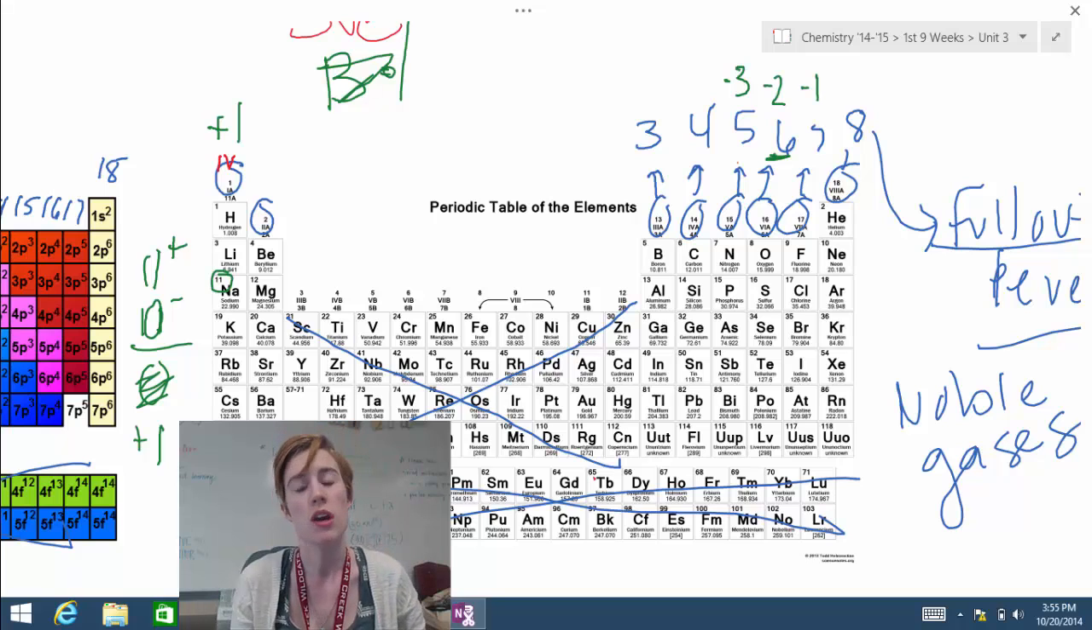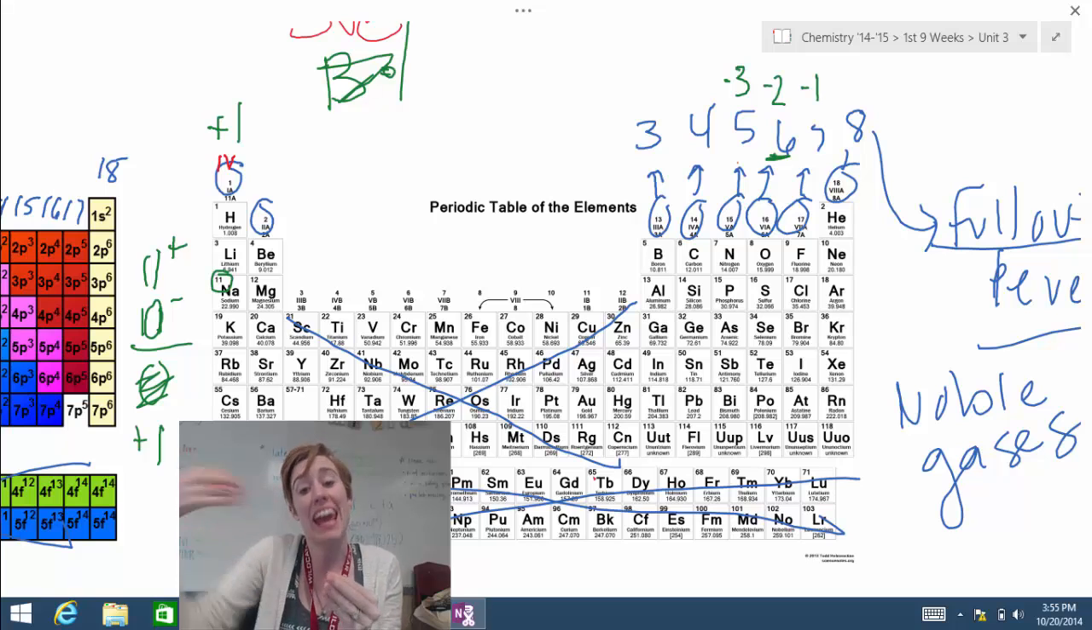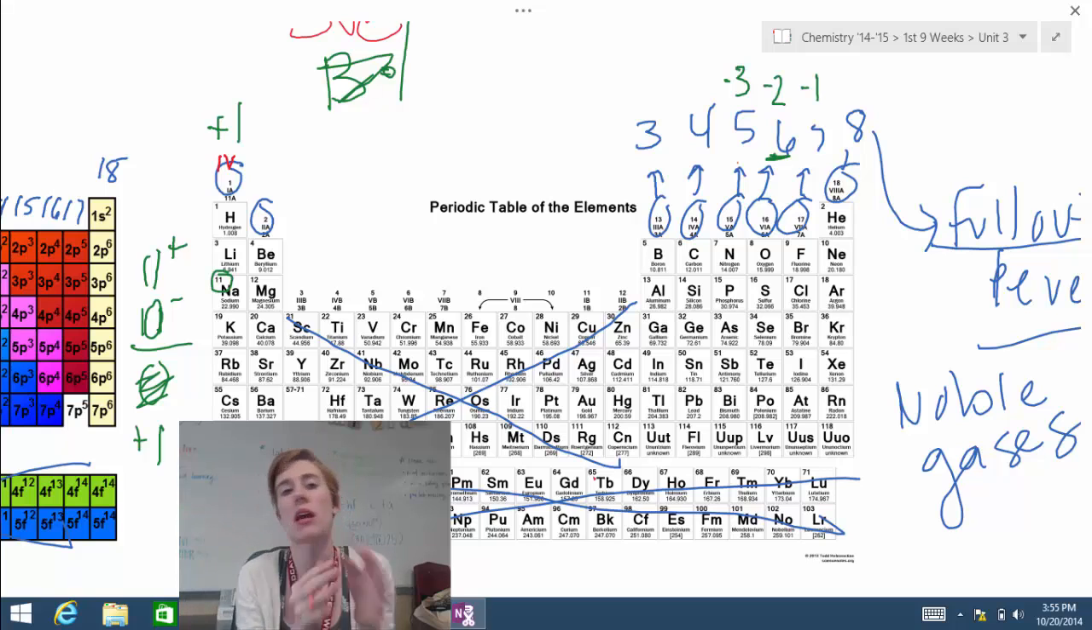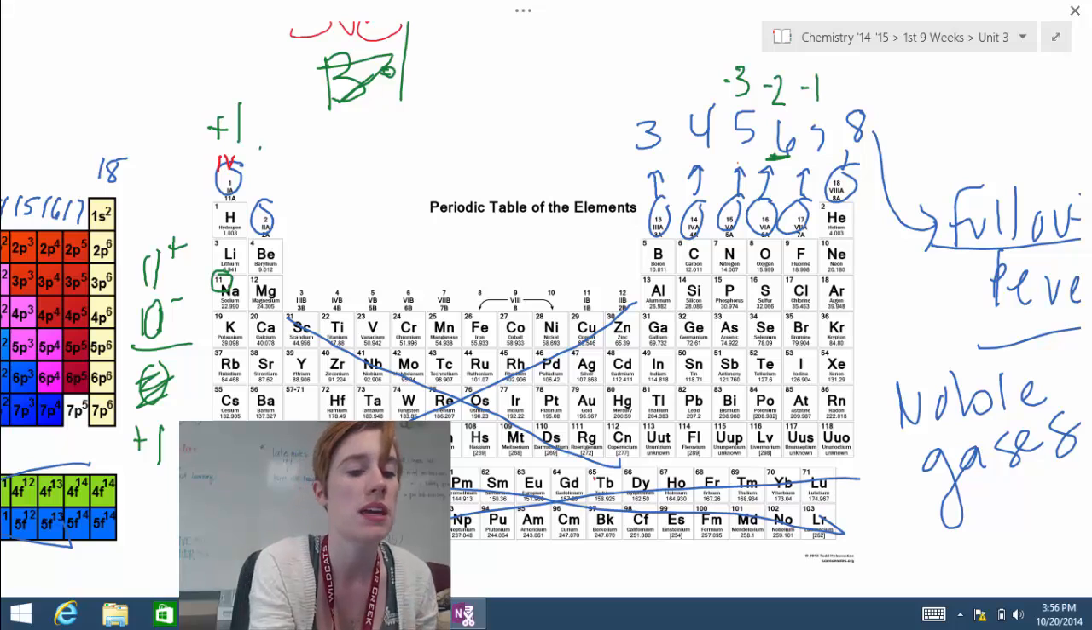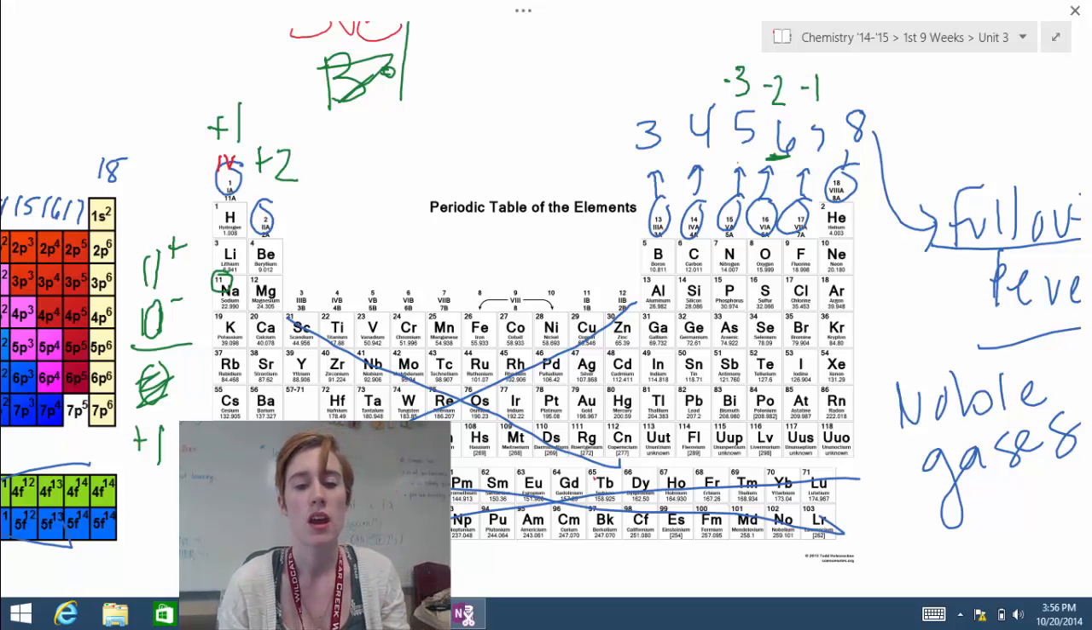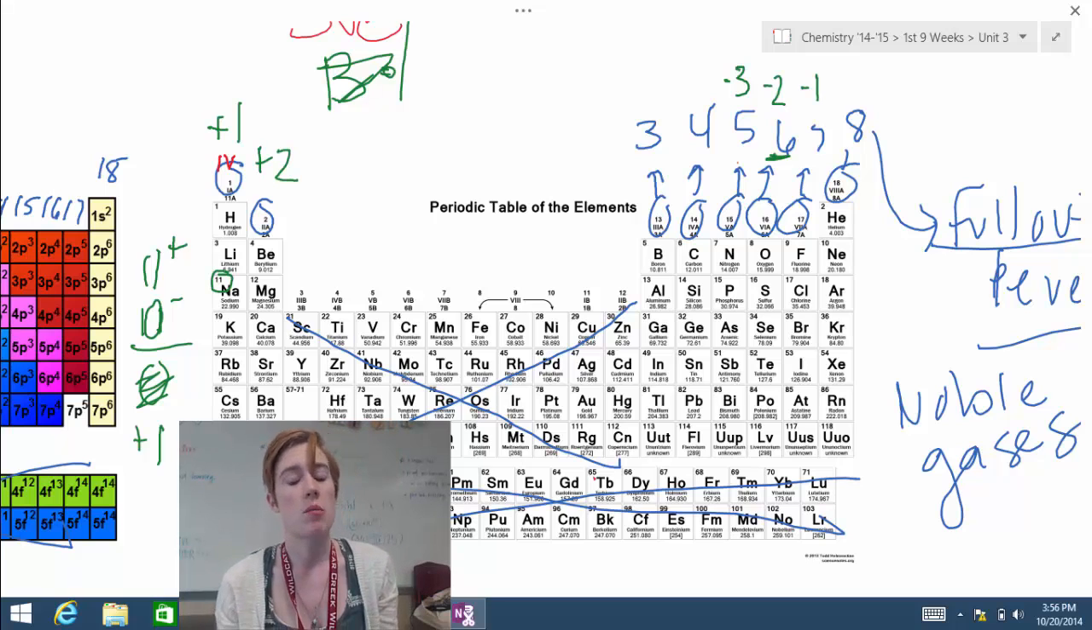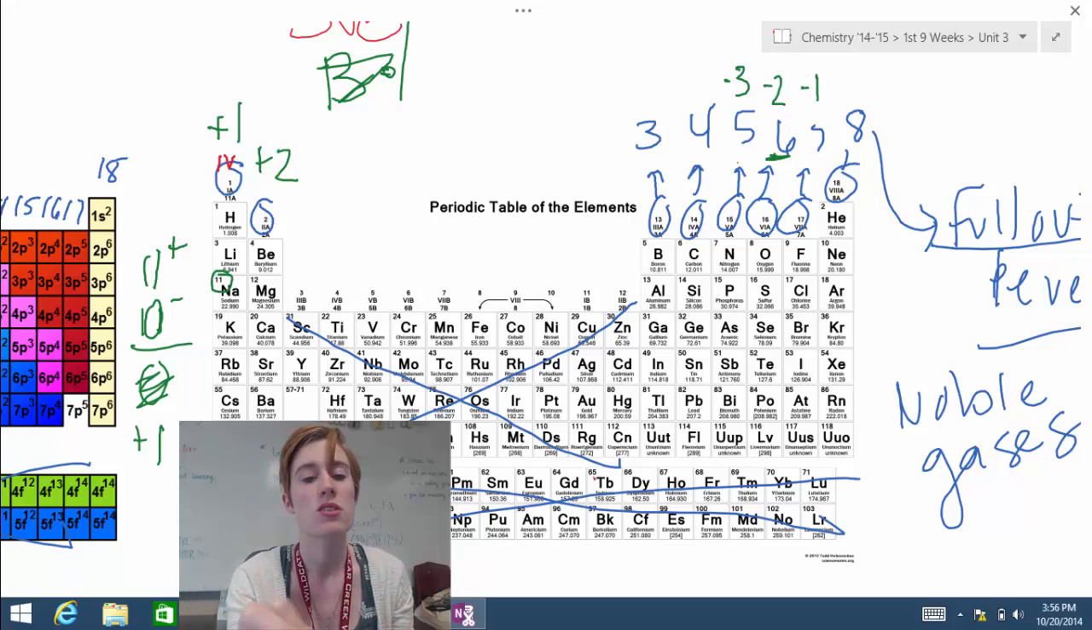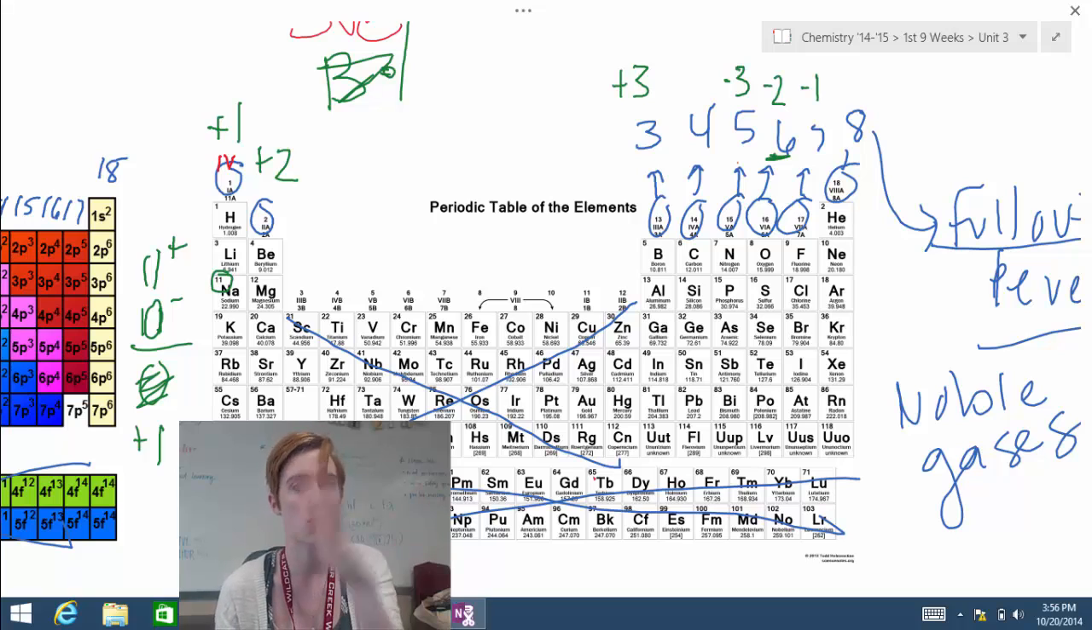What about group 2? Are they close? They have 2 valence electrons. Are they closer to getting 8, or are they closer to giving up the 2 they have and getting to 0? Well, they're closer to 0, so they're going to give away their 2 electrons, making them have a charge of +2. Group 13 is going to operate the same way. They're closer to 0 than 8, so they're going to give away their 3 outer electrons to have a charge of +3.